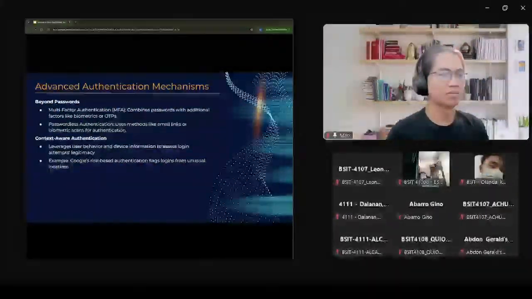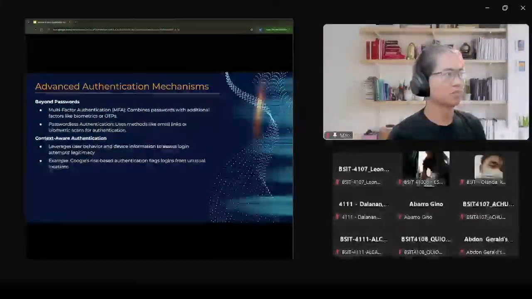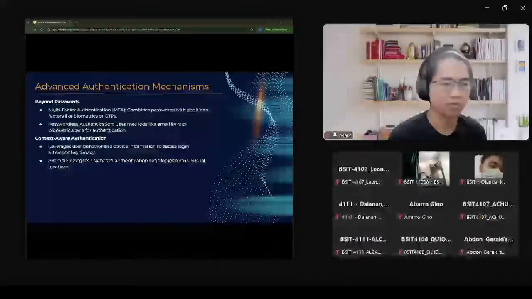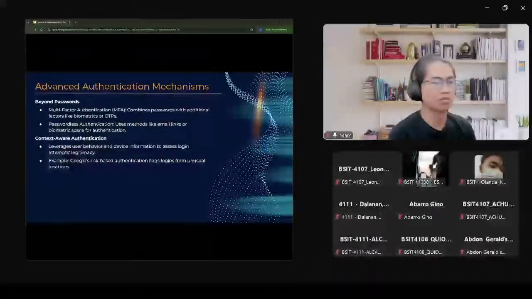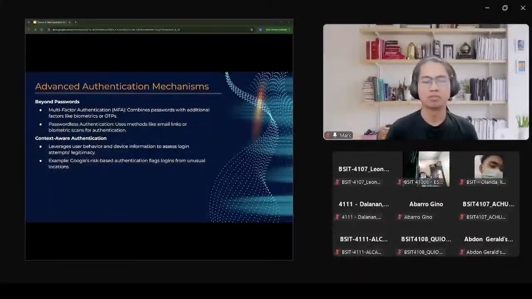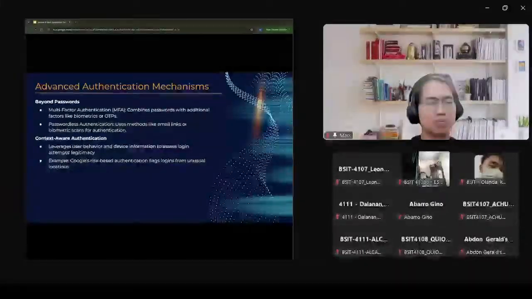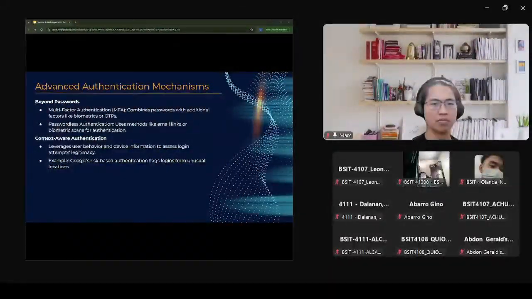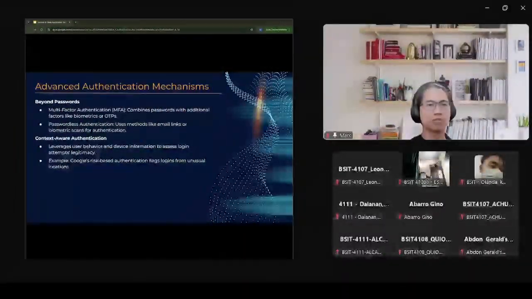Next in the advanced authentication mechanisms is having a context-aware authentication. Authentication can be further enhanced by understanding the context in which a user is trying to log in. This brings us to context-aware authentication. What is context-aware authentication? It evaluates additional factors like user behavior, device information, and location to assess whether a login attempt is legitimate. Instead of a simple yes/no decision, it calculates the risk level and determines the appropriate response.